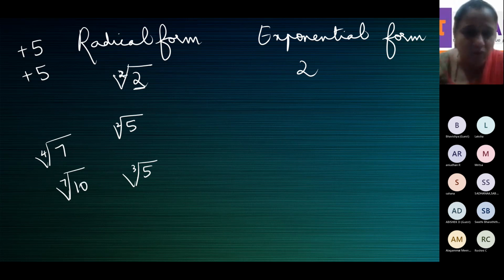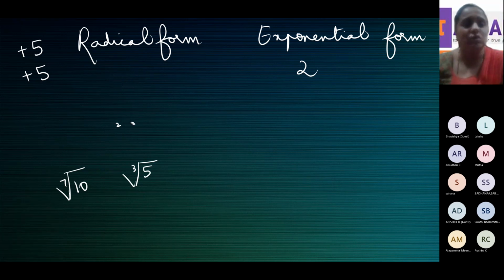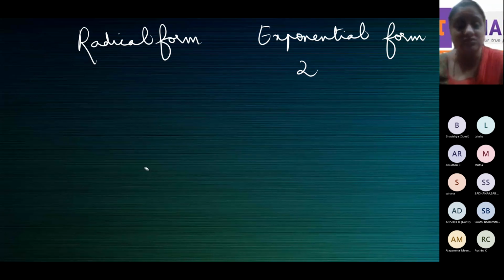That's why it is square root of, because there's a 2 there. But we don't write the 2. But there is a 2 there. You can write it if you want. Even if you don't write it, it is square root. But for cube root and other roots, you should show that number.